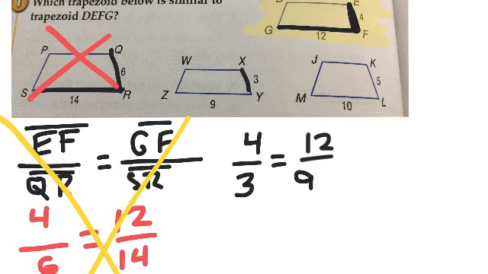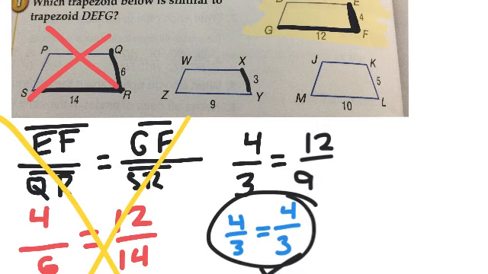Well, 4 over 3, can that reduce? Not really. What about 12 over 9? Will that reduce? 4 over 3. They're both divisible by 3, right? 12 divided by 3 is 4. 9 divided by 3 is 3. So those sides reduce to be the same thing. So that means those side lengths are proportional.